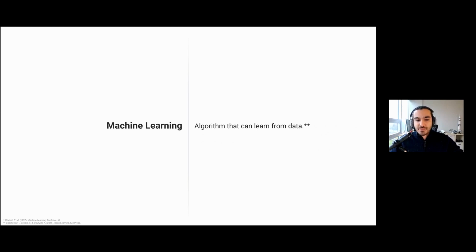So basically, it means that a machine learning algorithm and a machine learning workflow doesn't need to be explicitly told how to solve a problem. Instead, it receives a bunch of data, it explores the data, and it tries to figure out the relationships between the elements and find a solution, an algorithm to solve that problem.